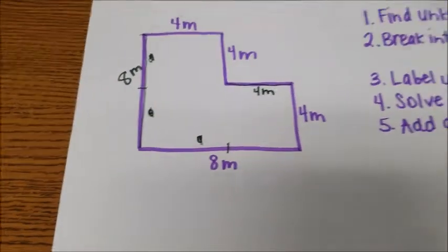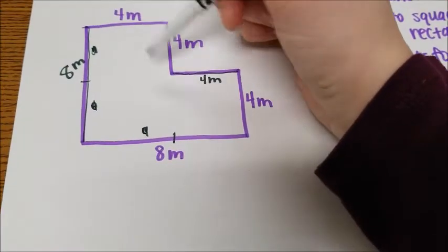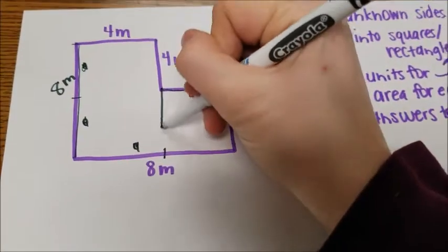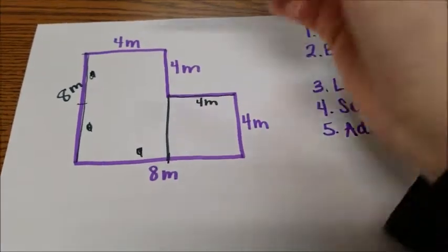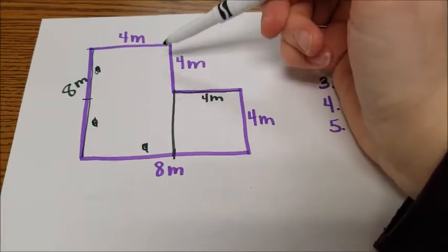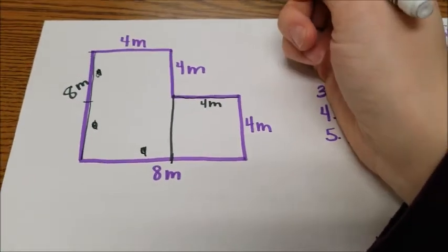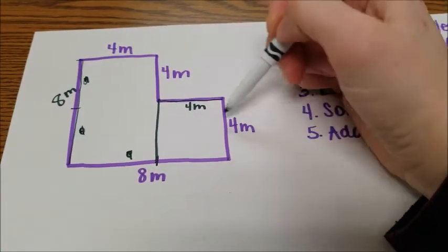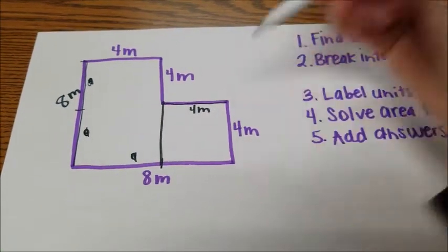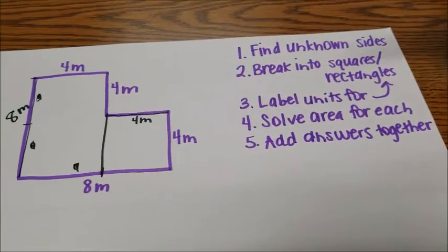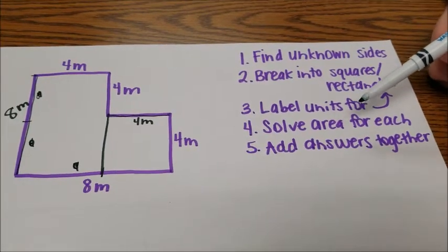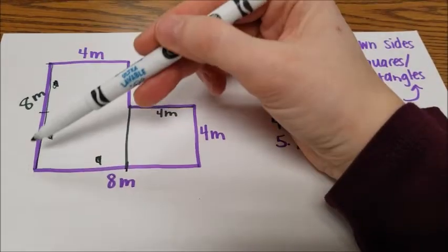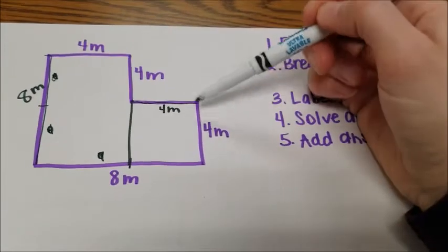So there's 2 different ways you could do it. I could draw the line this way and have a square and a big long rectangle, or I could do it this way. So then just like before, I just need to find now the area of this big rectangle and this small square. So I know that this side is 4 and this side is 4. So all I'm doing is now I broke it into squares. Let's see, I need to label the units for those. Do I have that already? This is 8, this is 4, this is 4, and this is 4, so that's good.